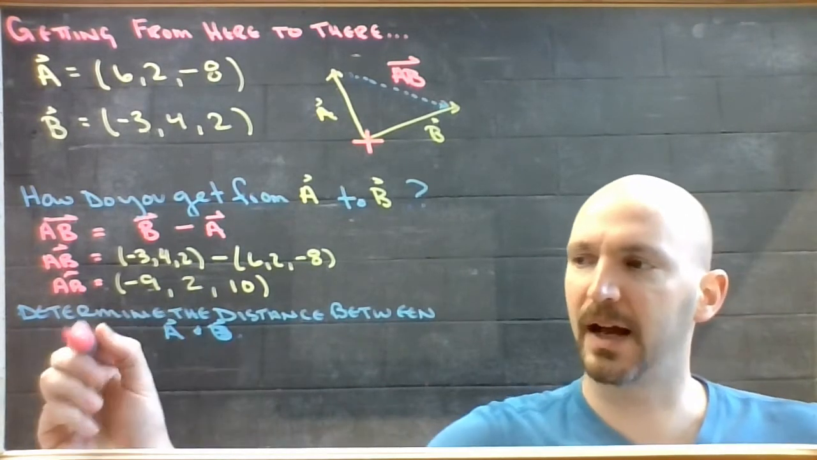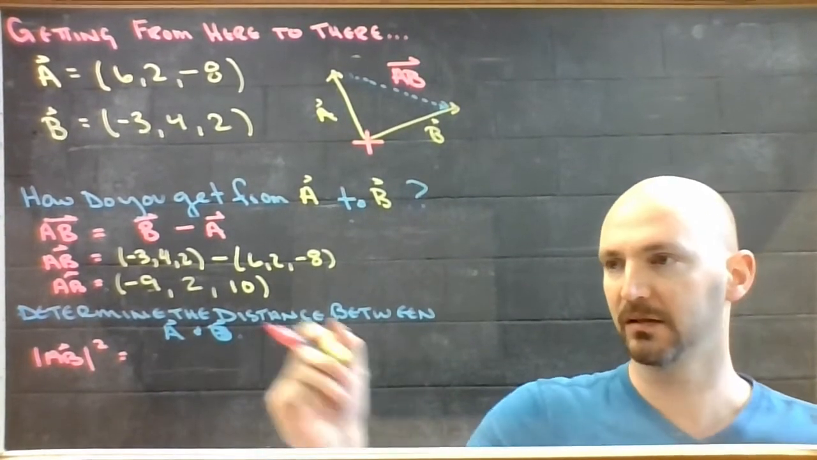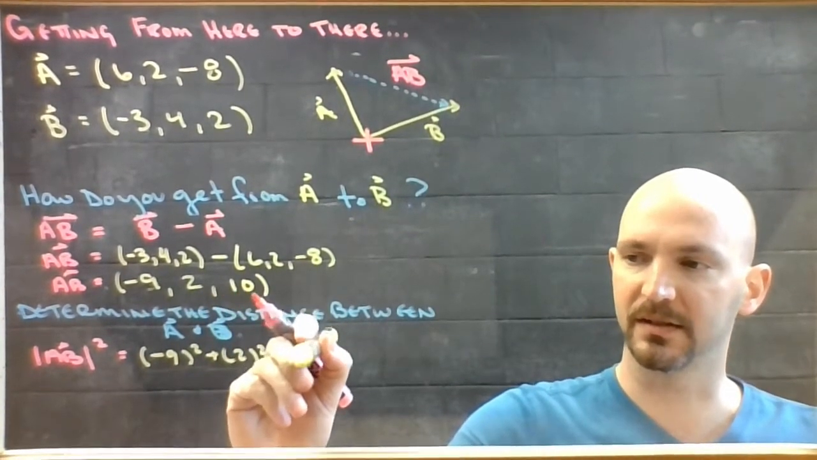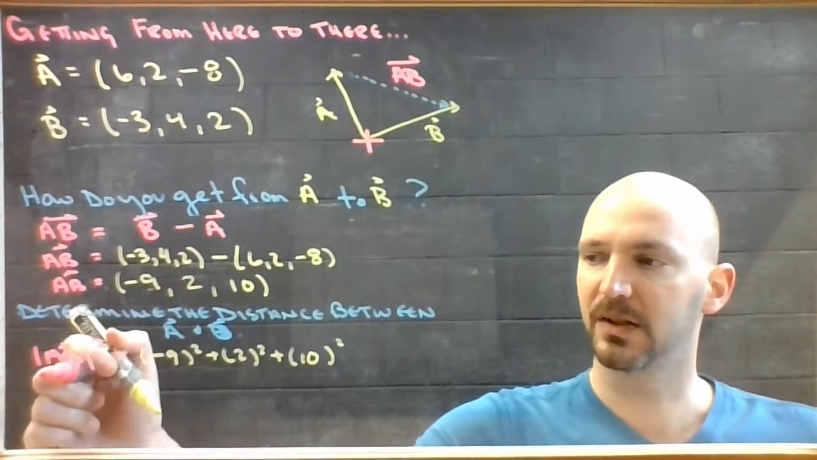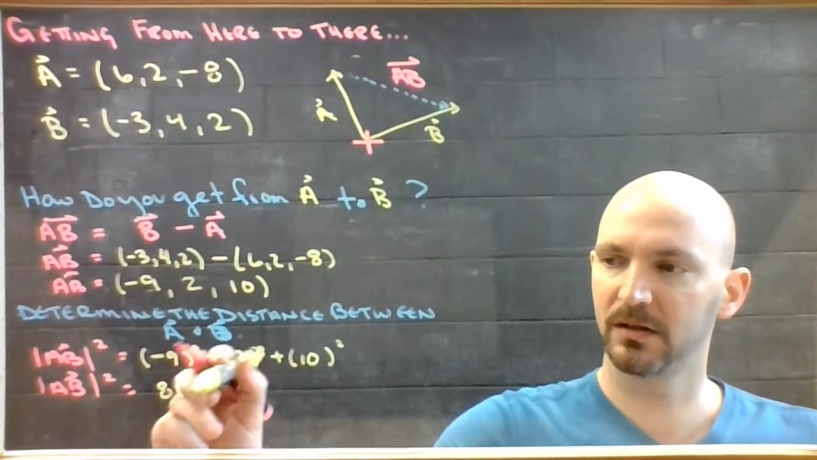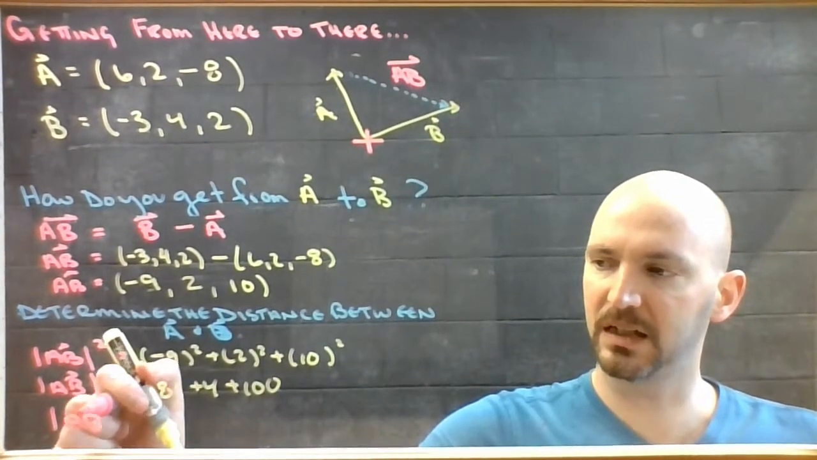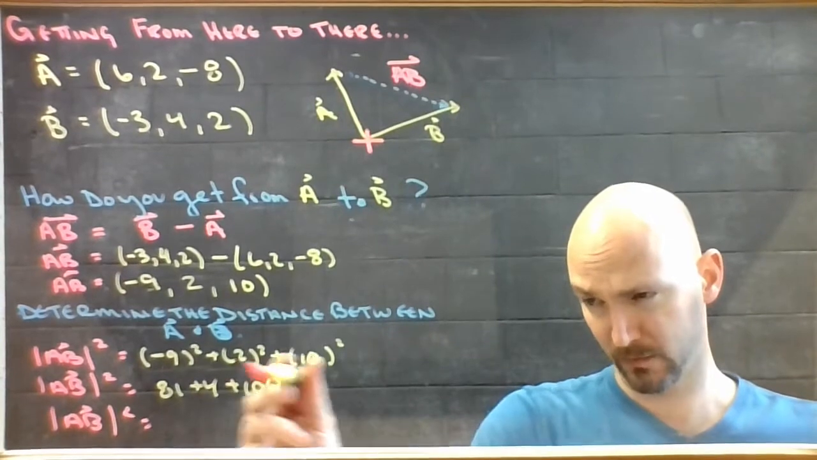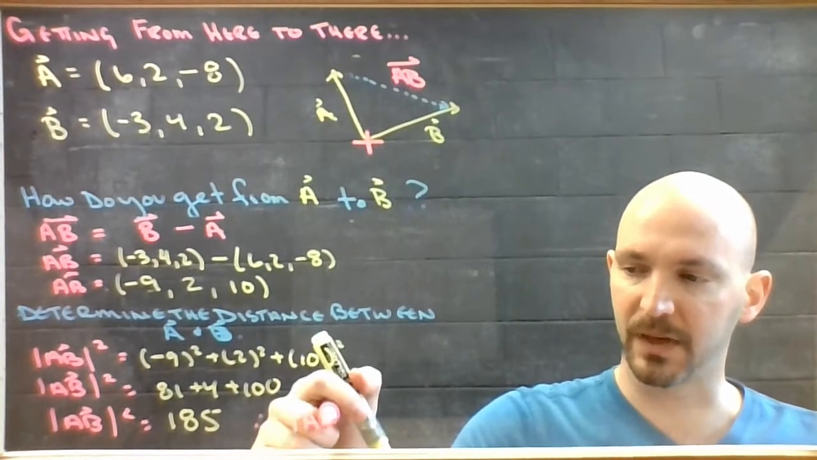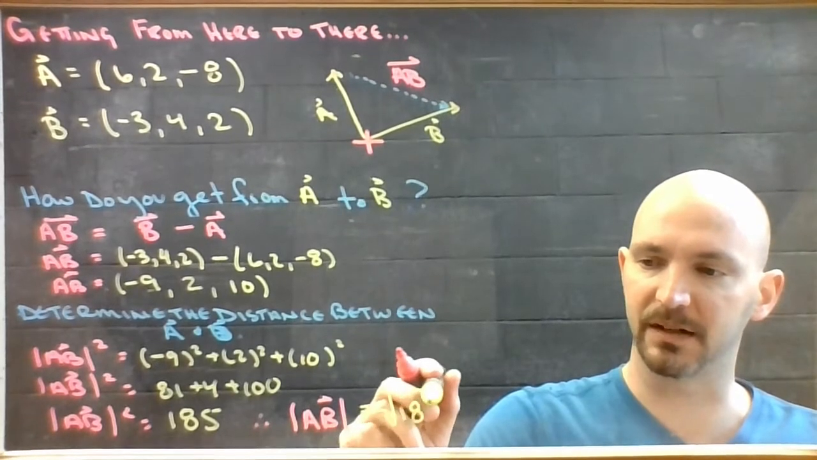So the magnitude of AB squared would be -9 squared plus 2 squared plus 10 squared. So the magnitude of A to B is 81 plus 4 plus 100. So the magnitude of A to B squared is 185. Therefore, the magnitude from A to B is the square root of 185.